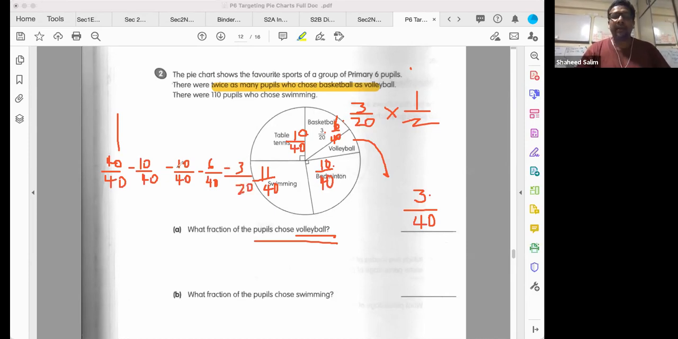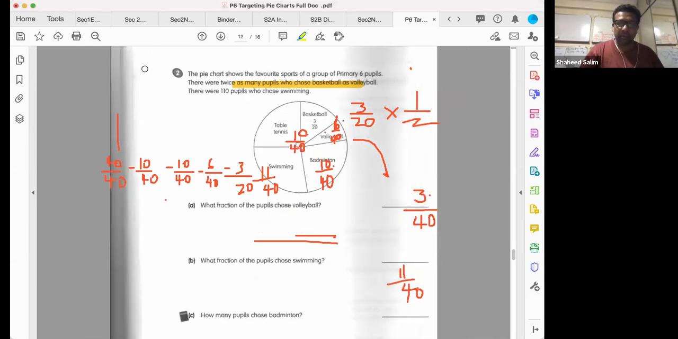So you minus 10, 30, minus 10, 20, minus 6, 14, minus 3, 11. 11 over 40. Okay, we are moving to the next one, okay? I'm going to minimize it so that you can use some of these numbers.